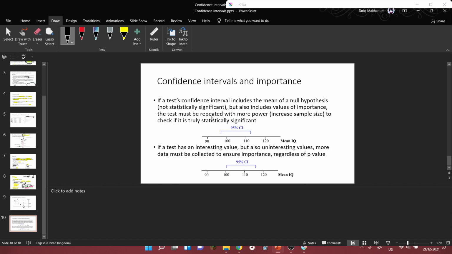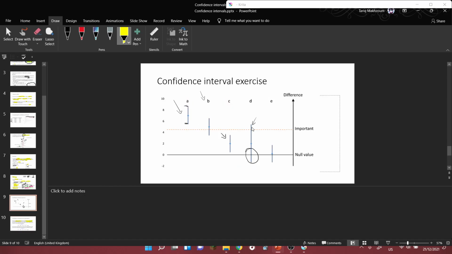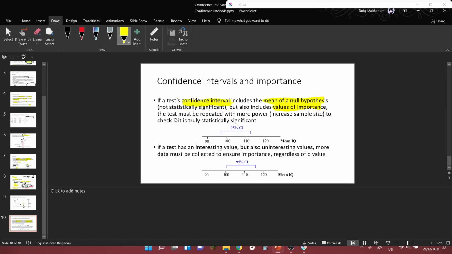Right, and just to recap, if you have a test and its confidence interval includes the mean of the null hypothesis, but it also includes values of importance, so that's drug D here, then you want to repeat the test with higher power, and that basically just means increase the size of the sample. And so you do that to check if the effect is actually statistically significant, or if the importance is just a result of coincidence.